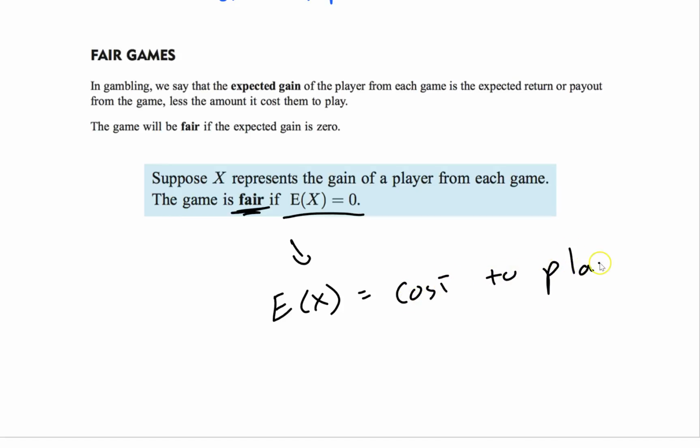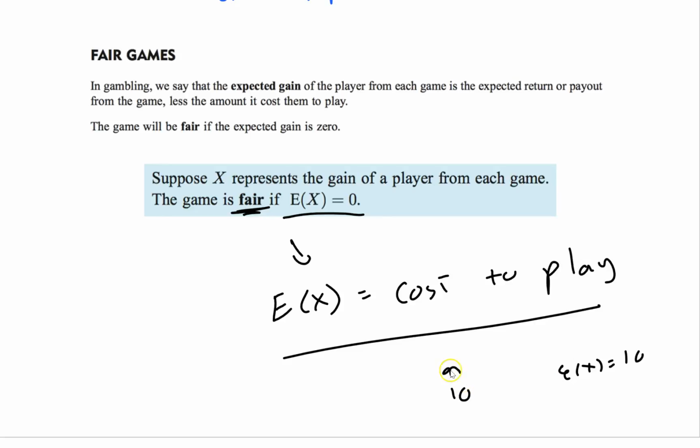That's what a fair game is. On average, you average out to zero. But the general idea is, if it costs $10 to play a game and the expected value is $10, then it's a fair game. If it costs $10 to play a game, but you only expect to win $2, then it's not a fair game. It's the house's advantage.